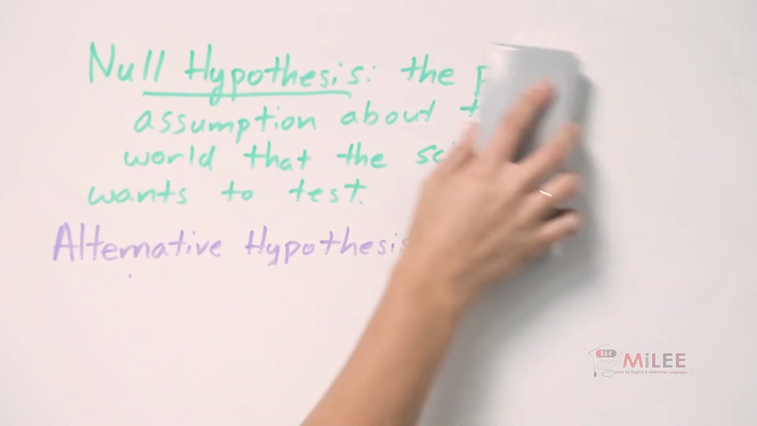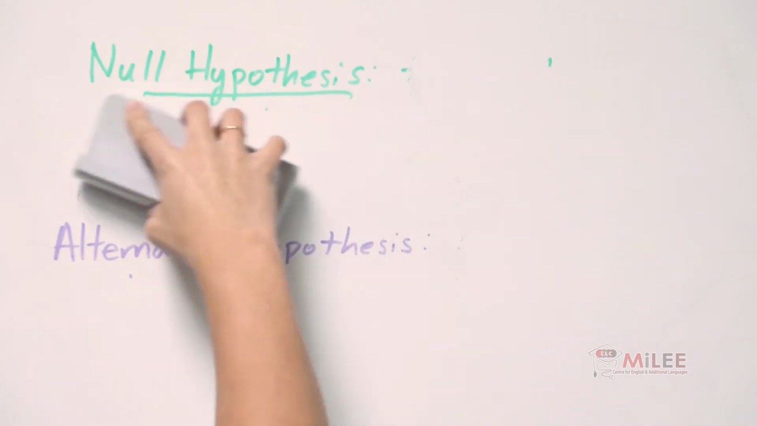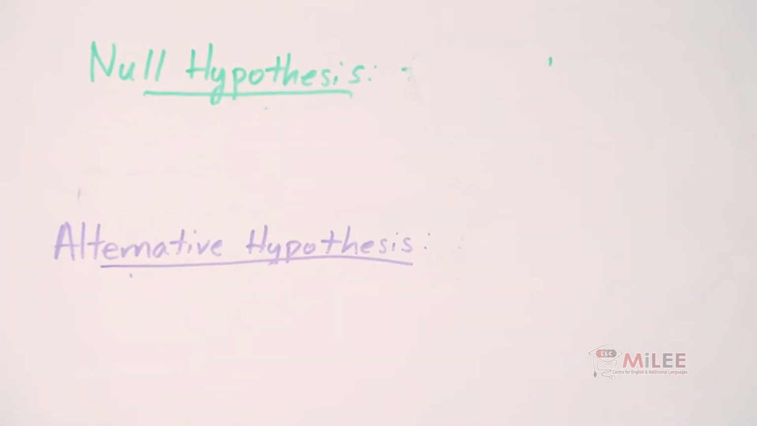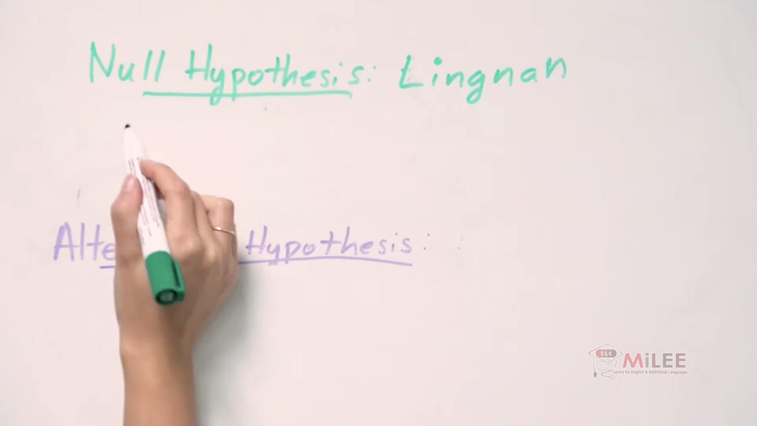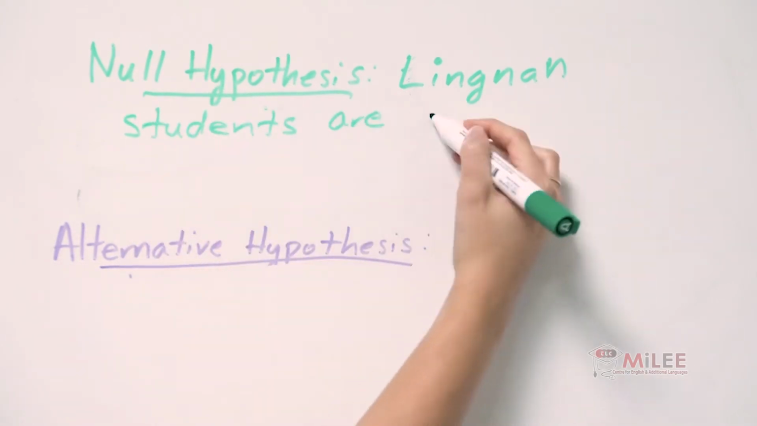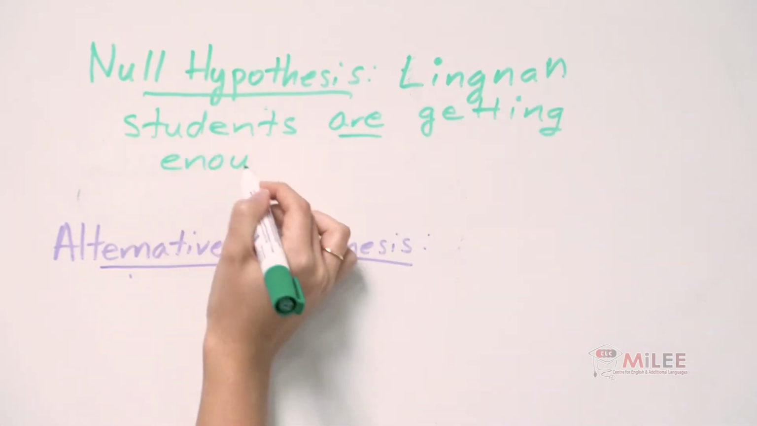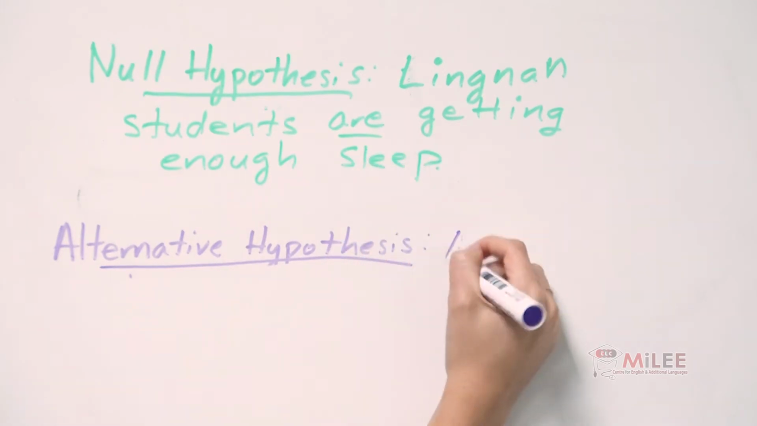After determining what their null and alternative hypotheses are, the scientist will use an experimental procedure to collect data that will either support or oppose the null hypothesis. This is called hypothesis testing.